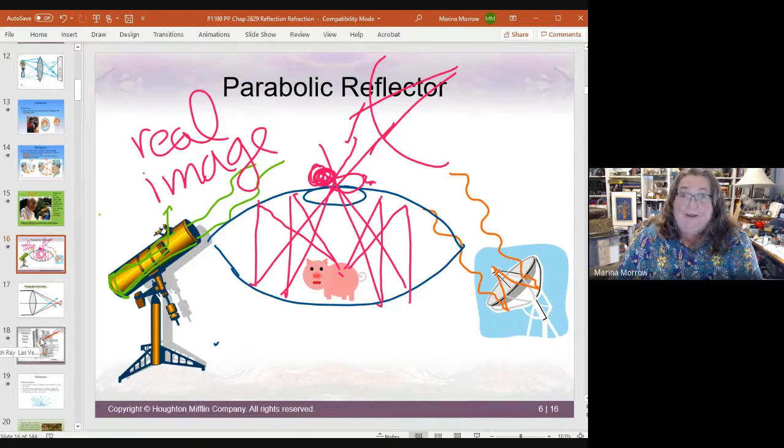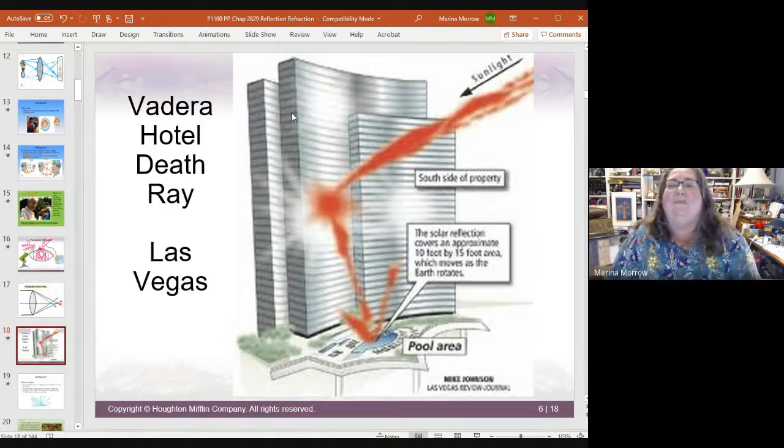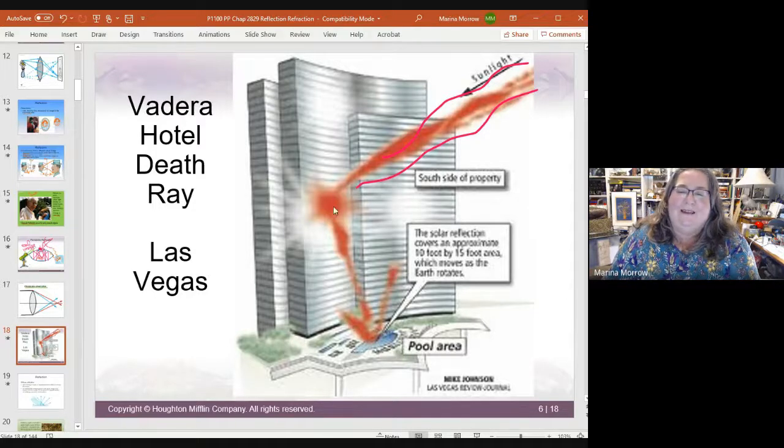Okay, so parabolic reflectors can be dangerous because they focus light. They're handy, but they also can be dangerous. So there was the Vdara Hotel death ray in Las Vegas. An architect built a hotel with a curved surface, and having forgotten all his physics, he forgot that this parabolic surface would reflect and focus light. And that's what happens. Parallel beams of sunlight from the sun hit and were focused down by the pool. So people's towels were burning and people were getting burned by these rays of light hitting down below.